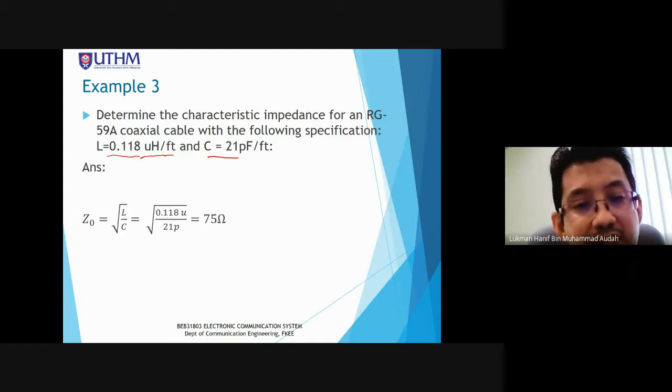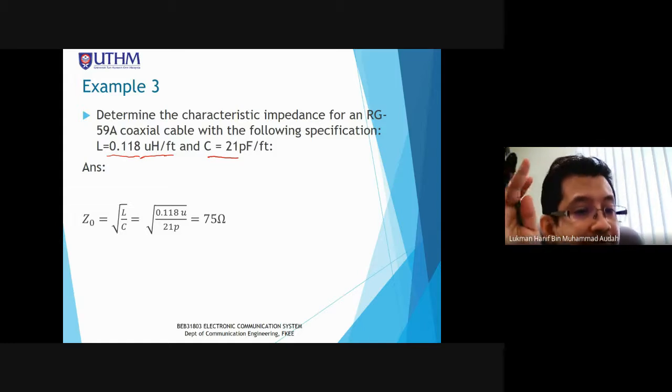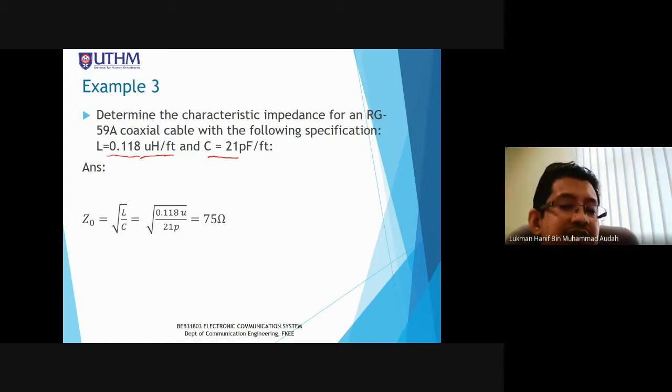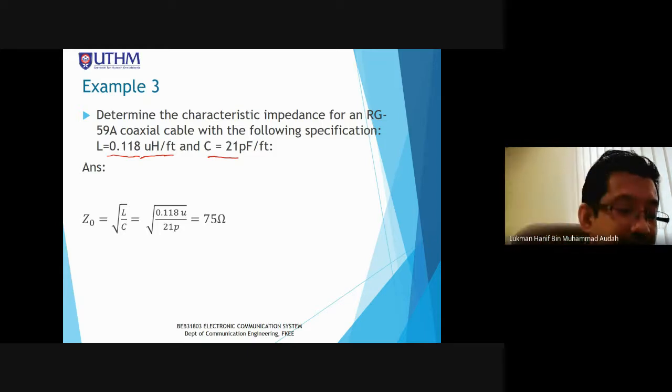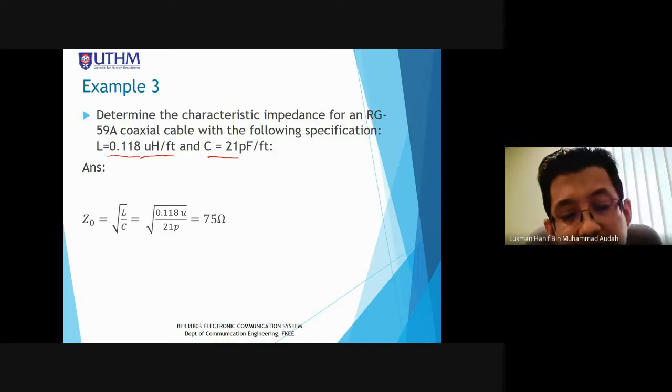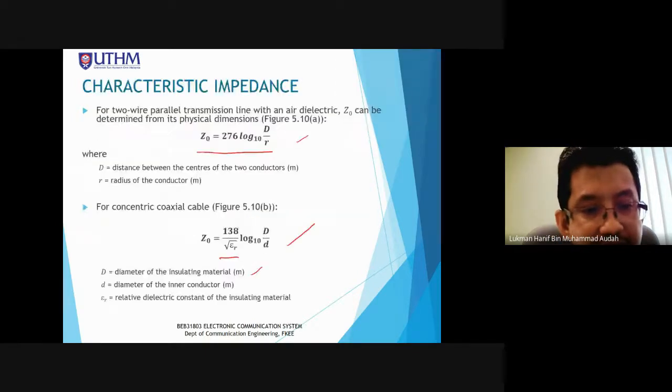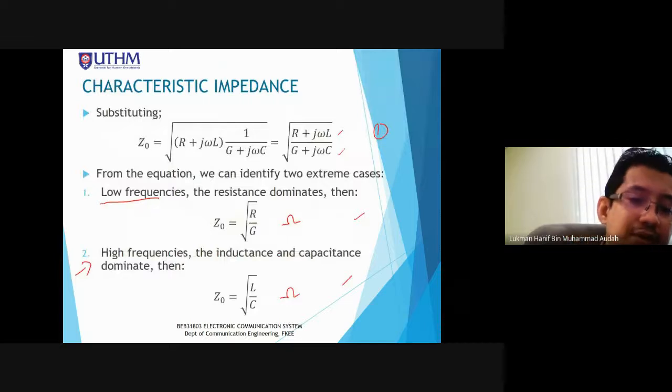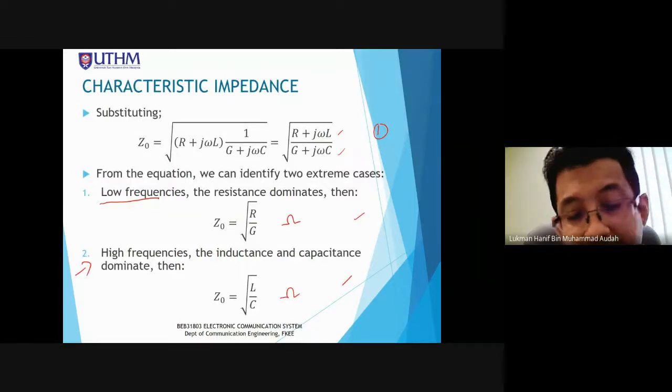Kalau dalam exam kita buat per meter, tak ada masalah. So ini kalau dia nak buat per feet, that means all must be calculation in term of per feet. Okay. So characteristic impedance, ini macam kita boleh gunakan persamaan yang pertama tadi untuk extreme cases high frequency. Yang mana? Yang ini sekejap saya flashback. Yang ini. Kita boleh gunakan konsep yang ini.